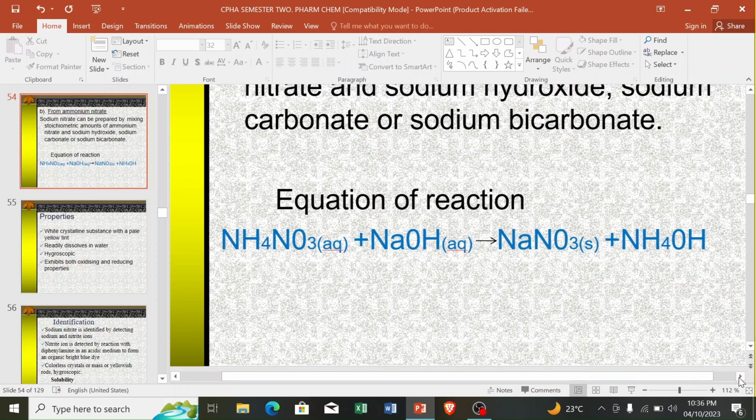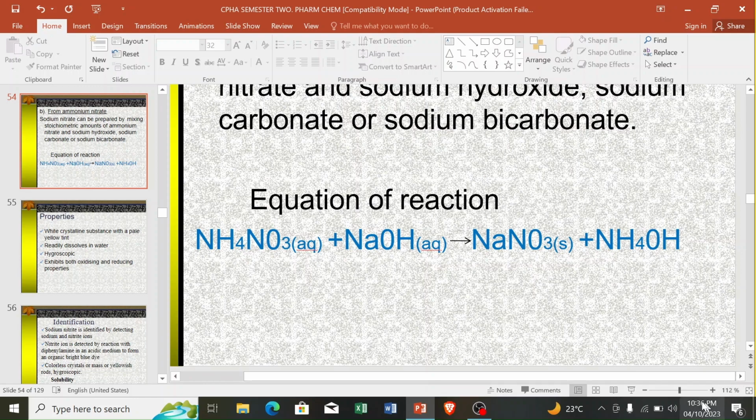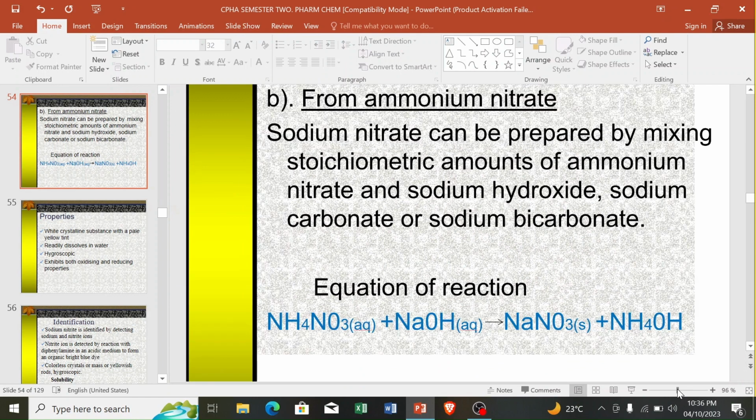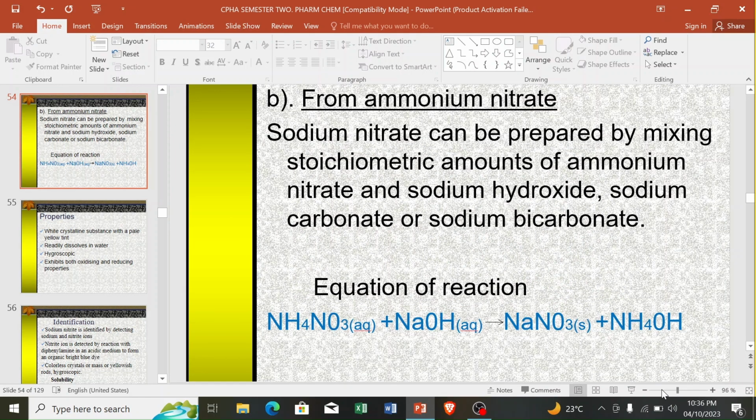Alright, so this is it. We have something like this. Sorry about that. I think this can be seen, because I'm trying to zoom it and it's instead going to another slide. So this is the well-balanced equation of reaction. Always make sure that you have balanced your equation. Whatever you write, make sure it is well-balanced.